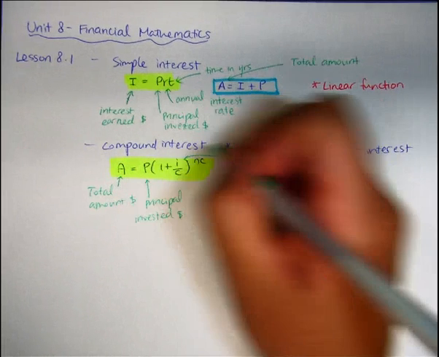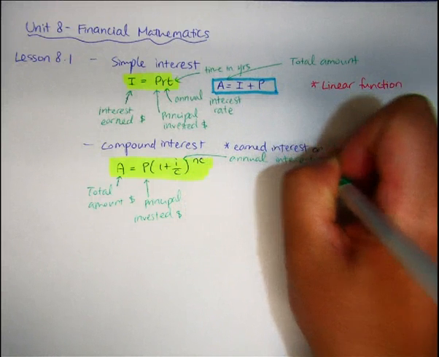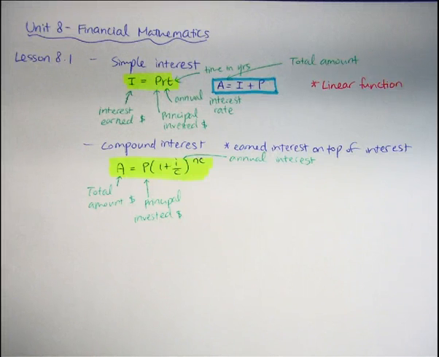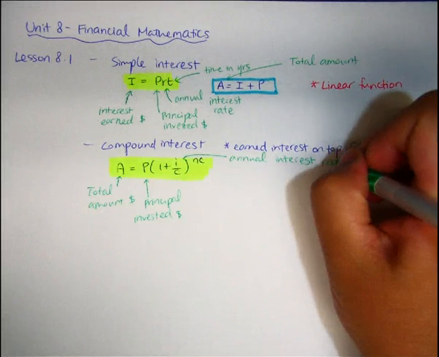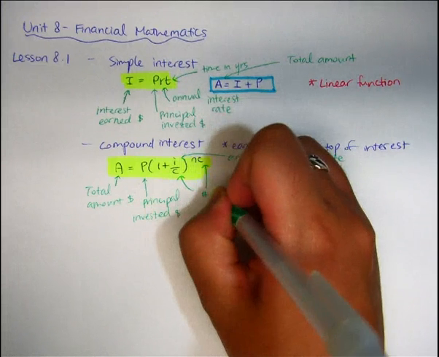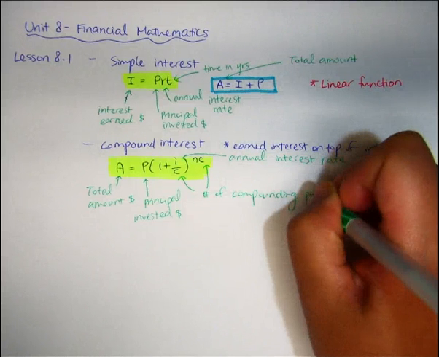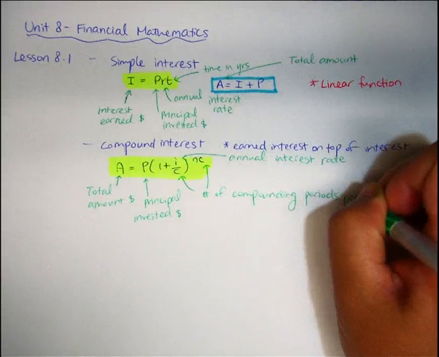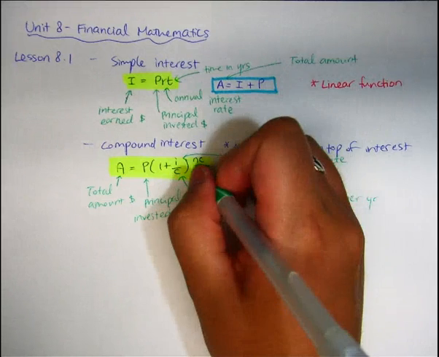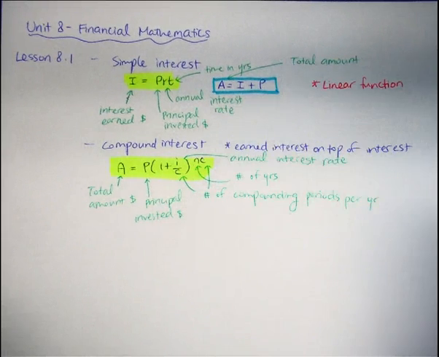I represented the annual interest rate. And remember, in our formulas, we write interest as a decimal, not a percent. C represented the number of compounding periods in a year. And then N represented the number of years.